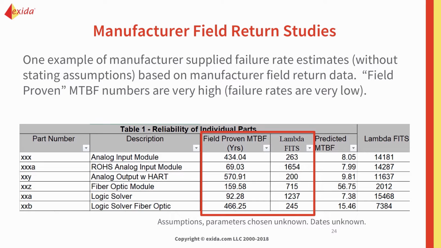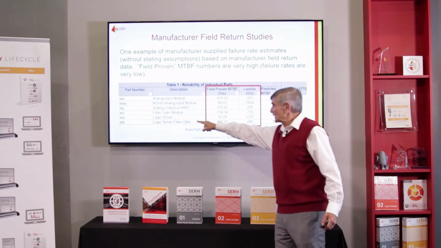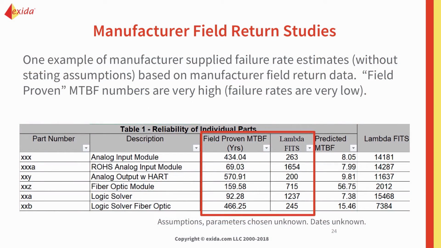I got a data sheet from a manufacturer. It's here in gray. And they gave me warranty data calculations for a series of electronic modules. Let's focus on the controller, the logic solver module, and according to their field-proven MTBF is 92.28 years, or 1,237 fits. Okay, my first guess is this is probably an optimistic number, but we'll come back to this later.